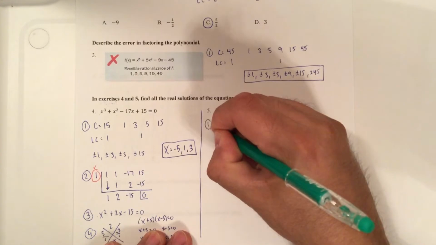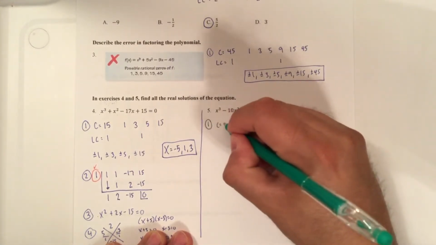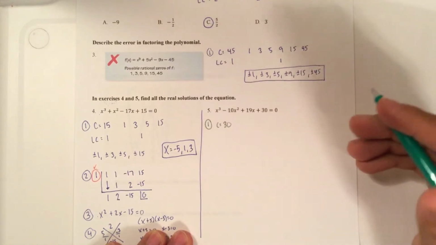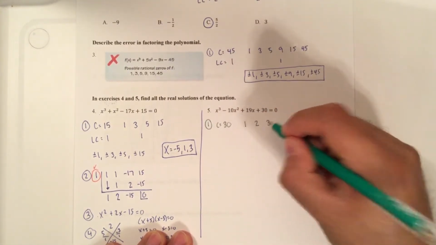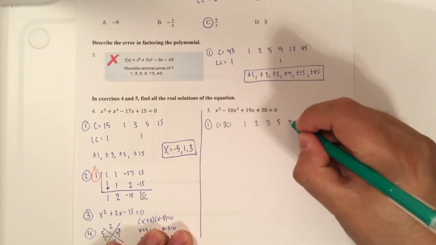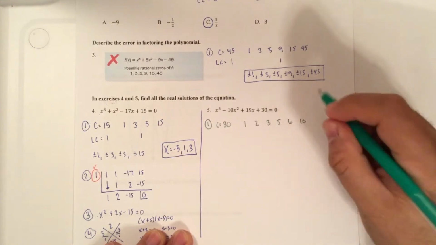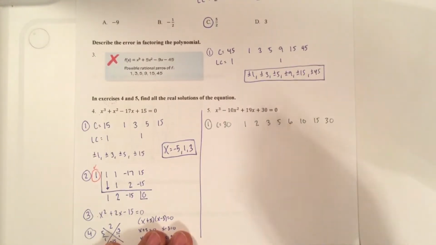Step 1, we're going to list all possible solutions. So we're going to find the constant, which is 30. And the factors of 30, so 1 goes into 30, 2 goes into 30, 3 goes into 30, 4 does not, 5 does. And then 5 times 6 is 30, 3 times 10, 2 times 15, and 1 times 30. So you can see this one has quite a few.